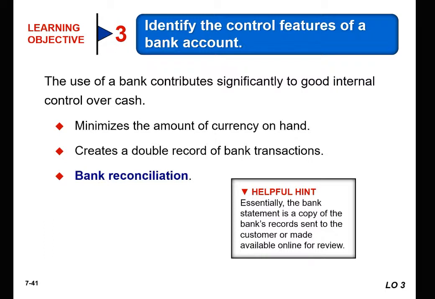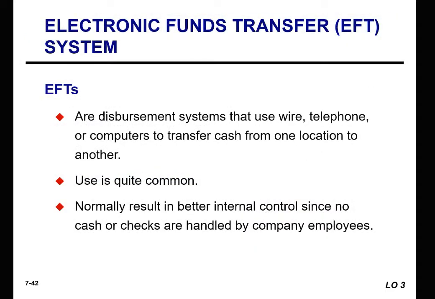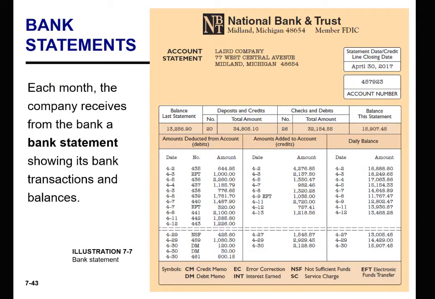So included in bank account transactions are things like our electronic funds transfers, which are disbursement systems that use wire, telephone, or computers to transfer cash from one location to the other. This is quite often and typically is considered a better internal control since there are no actual cash or checks that are handled by the company employees. The importance is that the EFT approvals are carried out by persons with sufficient authorization. So we're going to talk a little bit more in depth about the bank statements next.